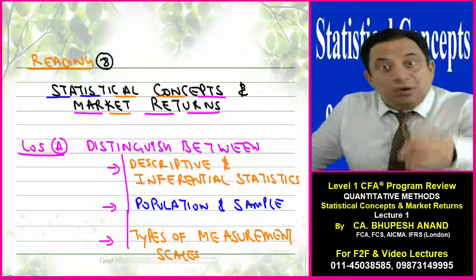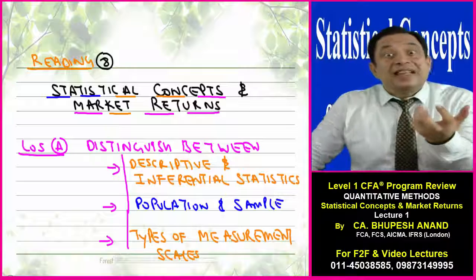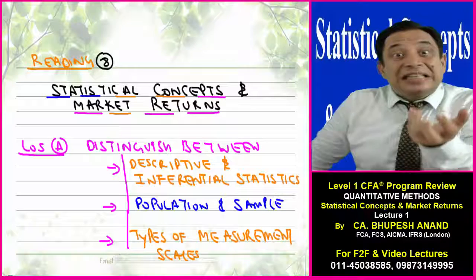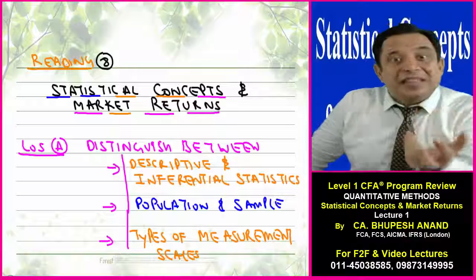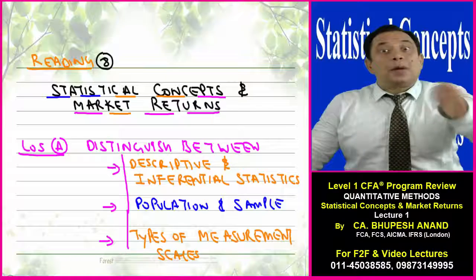For example, in learning outcome number A, we will be dealing with what are the different types of statistics. What is meant by descriptive statistics? What is the meaning of inferential statistics? What is the difference between a population and a sample?